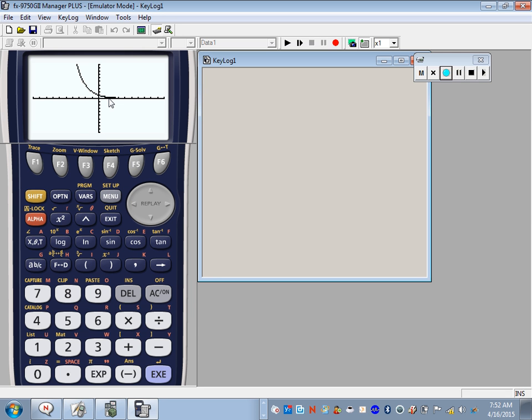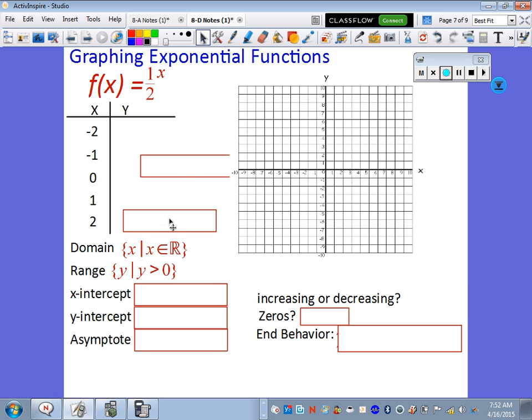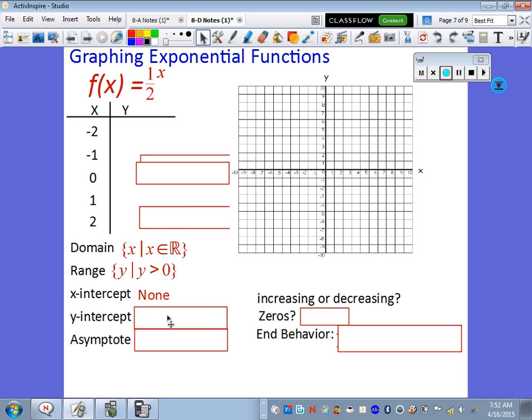And what else was there I wanted to point out to you? I'm not sure, so let's go back here. Oh, okay, end behavior is what I want to point out. So again, same domain, all real numbers, same range, y is greater than 0. There's no x-intercepts, the y-intercept is (0, 1). The asymptote is y equals 0, the x-axis. It's a decreasing function, no zeros.